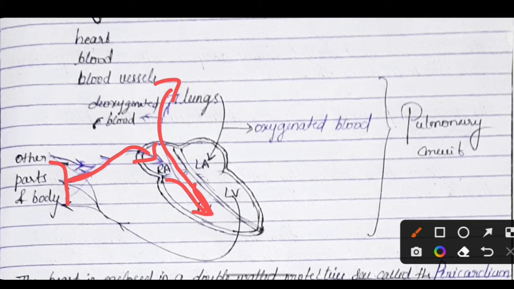The oxygenated blood from the lungs is brought to the heart in the part left atrium, from the left atrium to the left ventricle, from the left ventricle to the other parts of the body. The blood is transported. This is known as the pulmonary circuit.